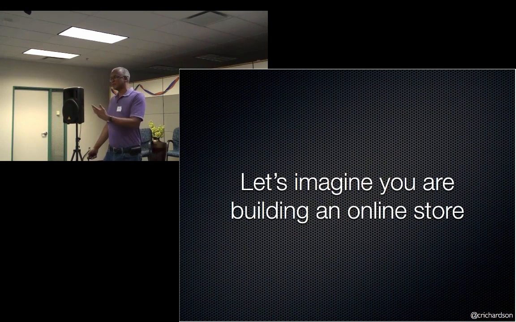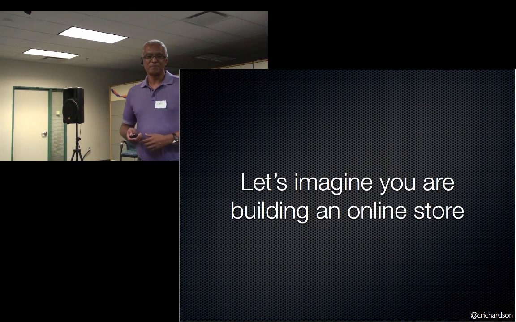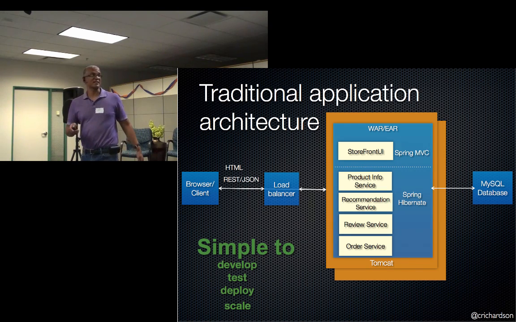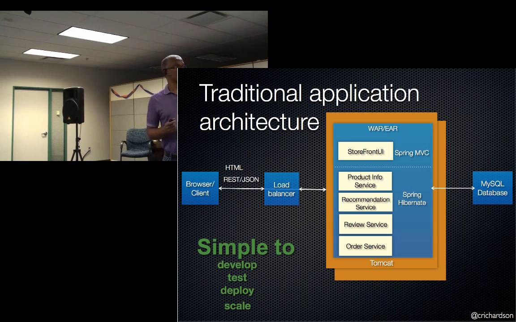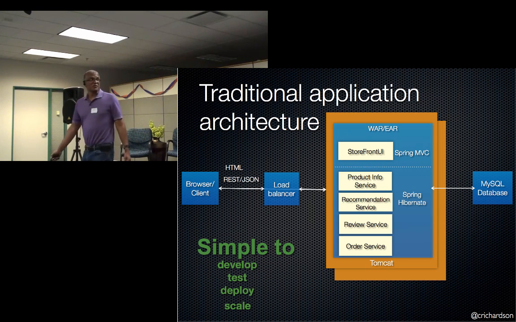So, let's imagine that you're building an online store, an Amazon.com type application. If you're like me, a few years ago anyway, you would have probably built an application that looked like this. You'd have a presentation tier, a storefront UI, that would maybe serve up HTML. Of course, today it would expose a REST API to mobile devices. Then you'd have various back-end services like a service for product info, the product catalog, a service for recommendations, a service for reviews, a service for order processing, and so on. You'd have this logically modular architecture, and it would use technologies like Spring and Hibernate and all that kind of good stuff.